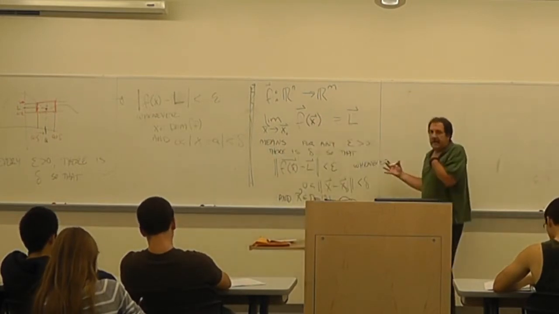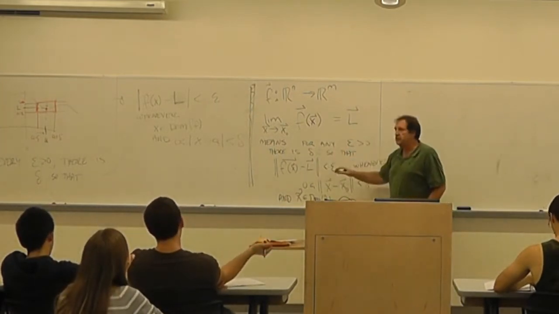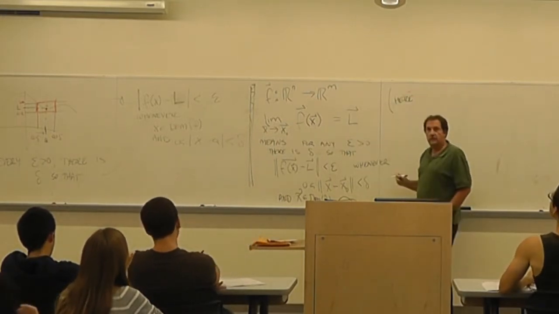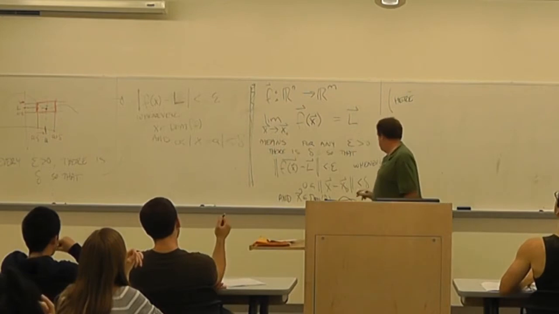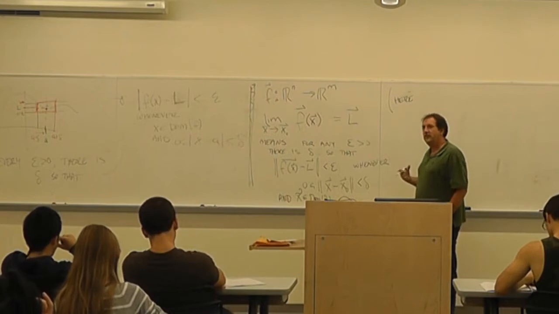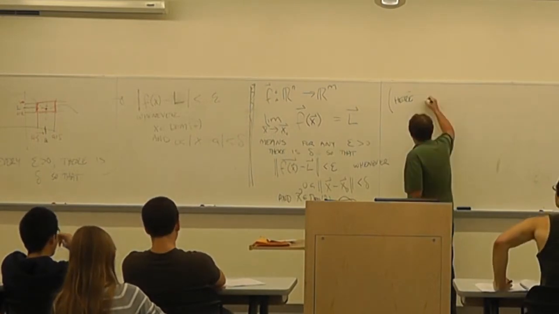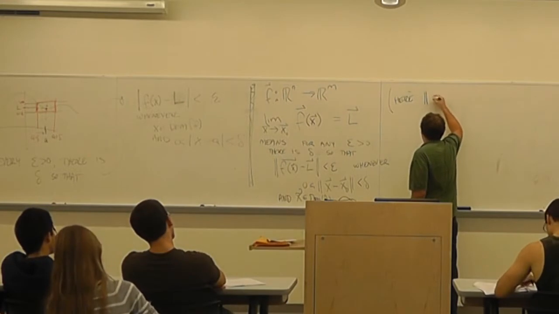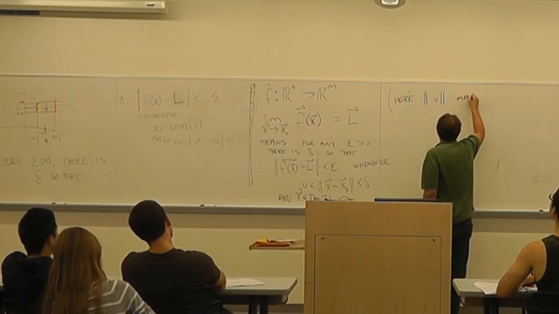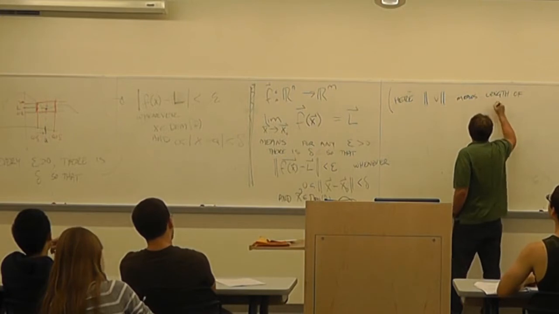So it's exactly the same, except that I'm writing double lines. So here, shouldn't that be a zero vector? Did I make a mistake? No, it's a zero, the zero vector in R, which is also the scalar. So here, let's call it B, the double lines mean the length of the vector B.